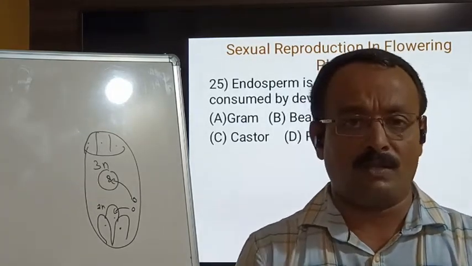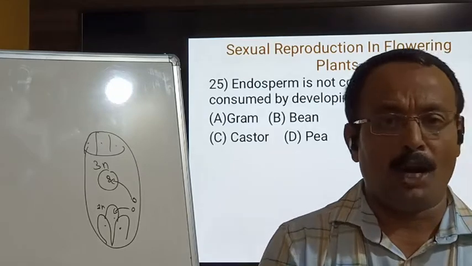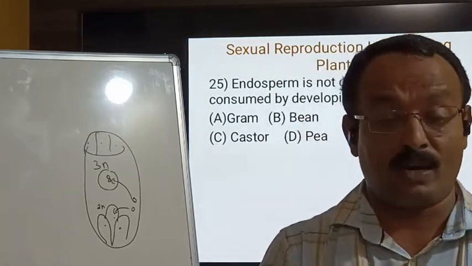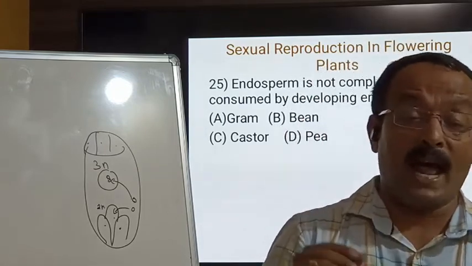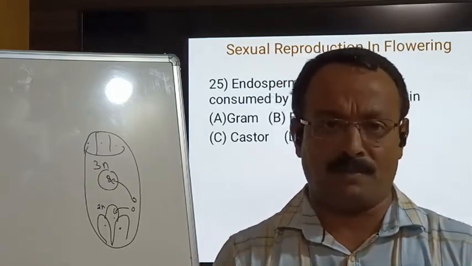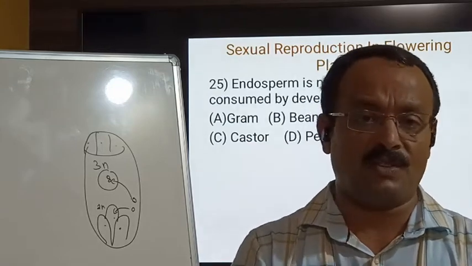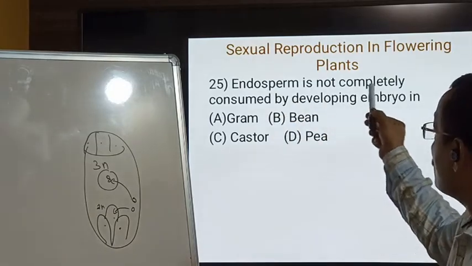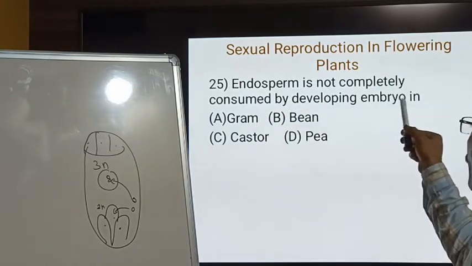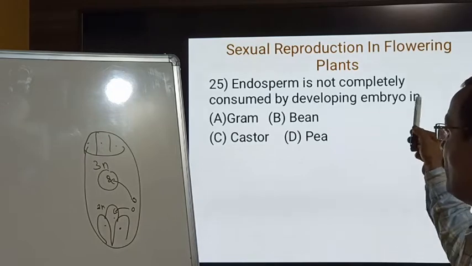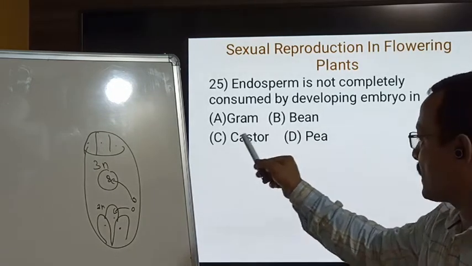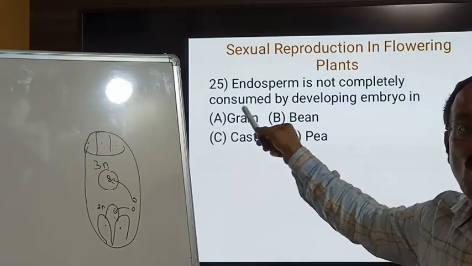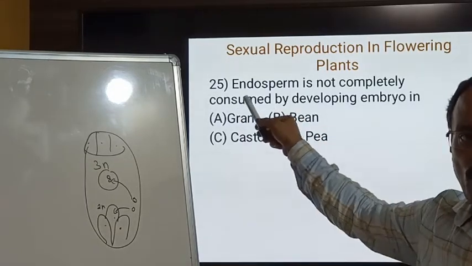In all dicots, the seeds are non-endospermous or non-albuminous except castor. So castor is the plant whose botanical name is Ricinus communis, and from this castor oil is extracted. So here what they have asked, endosperm is not completely consumed by the developing embryo in which plant? It is consumed in bean, it is consumed in pea, it is consumed in gram. All are dicots. They are called non-endospermous or non-albuminous seeds.